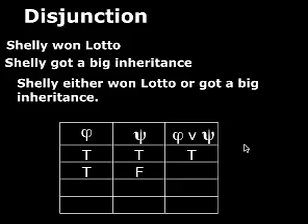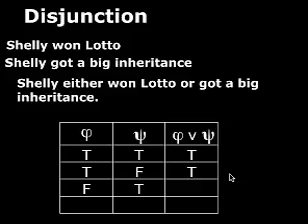Well, what if after we flag her over, the first disjunct is true, but the second is false? She says, oh, I won lotto. And we say, well, did you get a big inheritance? And she says, no, I didn't. Okay, so the first disjunct is true, second is false. Well, my guess is still right, okay? Because my guess was, well, she either won lotto or got a big inheritance. And if she won lotto, then clearly my guess was true.